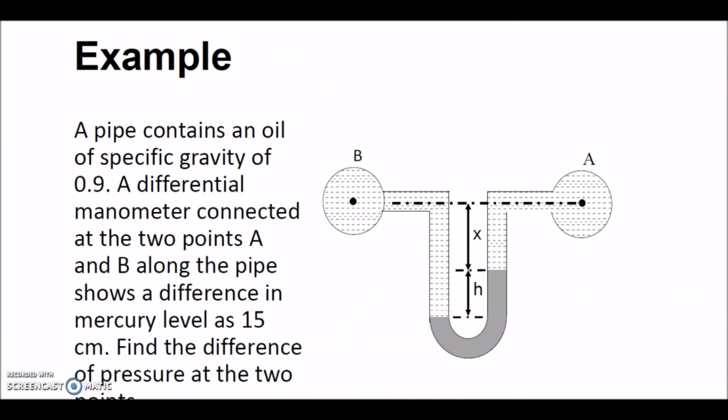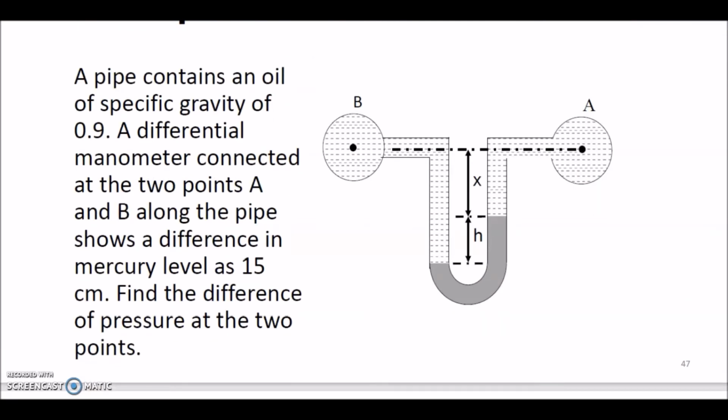Okay, let's go through the examples. This is for same levels of differential manometer. B and A at the same levels. Pascal said that if it is same levels, it means the pressure is same. And then we have the specific gravity given as 0.9, which means the density is 900 times 1000. And then the difference in mercury levels is 15 cm. Okay, then we need to find the pressure at the point.